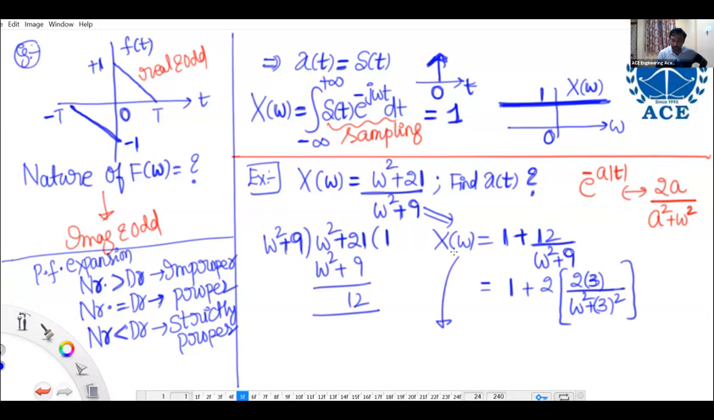Now write the inverse Fourier transform. Constant in the frequency domain means impulse in the time domain. When you take 1 in the frequency domain, the time domain is an impulse. What is 2a by a square plus omega square? It is e power minus a mod t.